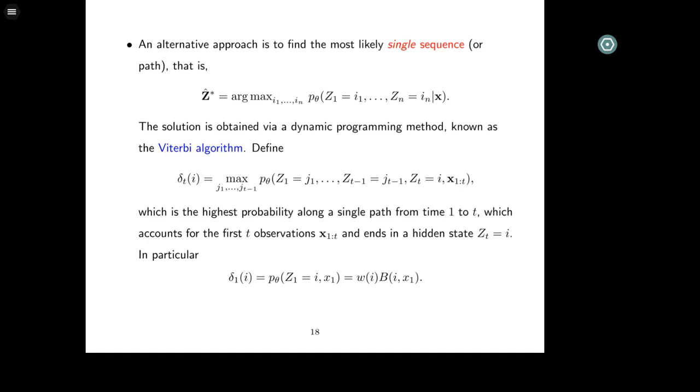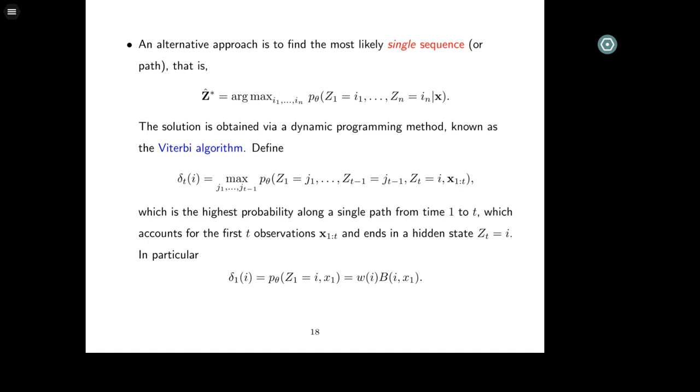Suppose in the last row of the delta matrix, the second entry has the highest value. Then actually I can claim that for your optimal choice, z superscript star and hat, its last value must be 2. Make sense? Think about it.